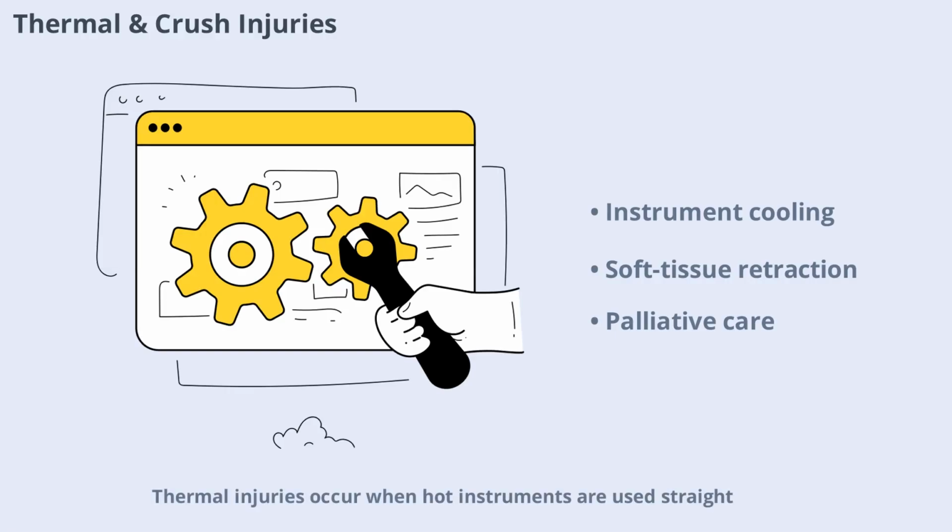Thermal injuries occur when hot instruments are used straight from the autoclave or when handpieces overheat during surgery. Crush injuries happen when lips or cheeks get entangled in forceps, especially during molar extractions. Abrasion injuries are caused by long burr shanks rubbing against soft tissues. Prevention includes cooling instruments in saline, regular maintenance of rotary tools, and adequate soft tissue retraction. Management involves palliative care, cold or hot packs, topical Vaseline, and proteolytic enzymes like serratiopeptidase. Recognizing and addressing these injuries promptly is vital for patient comfort and recovery.